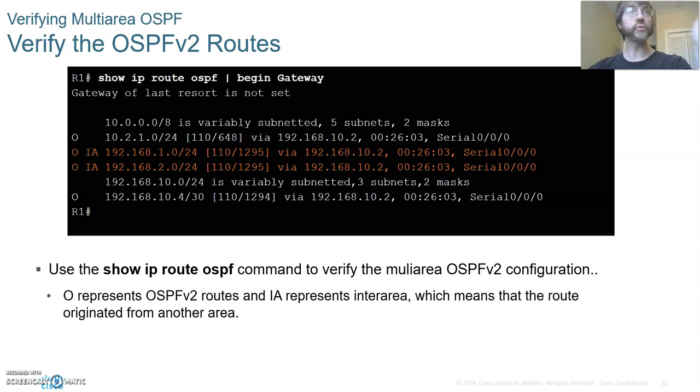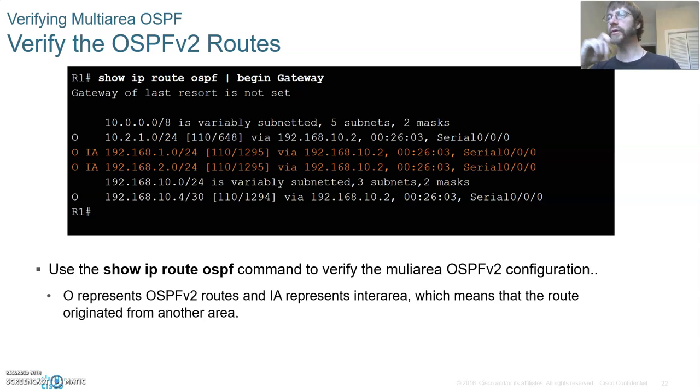But if you really just want to cut to the chase and get the important stuff, you can do show ip route ospf pipe begin gateway, and then you will see the gateway and only your OSPF routes. No static, no locally connected, no other routing processes, just this. And as we discussed before, the O represents an OSPF route, and the IA represents an inter-area route. That is a route learned from another area via an area border router.